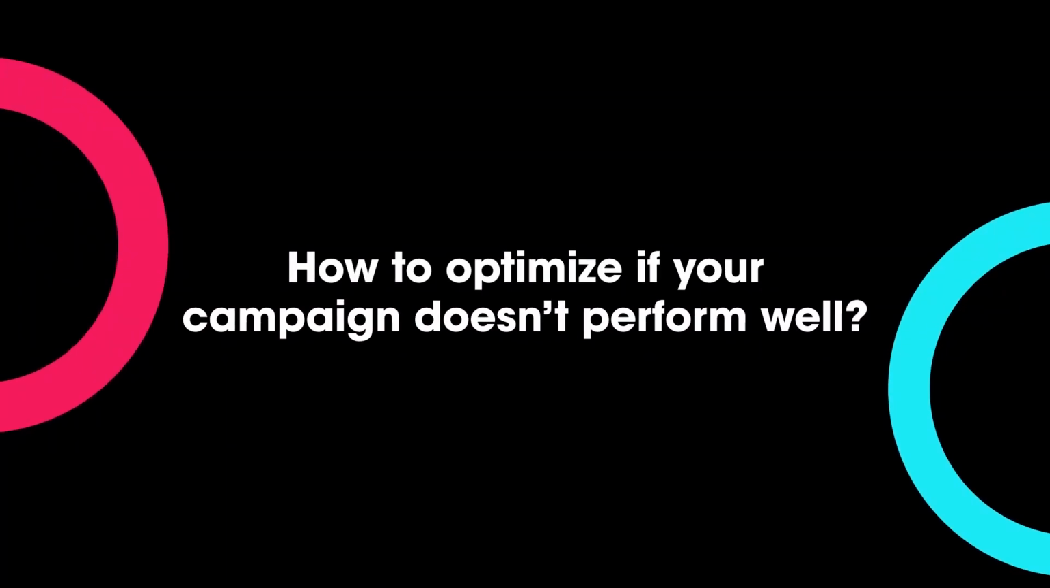So these are the 3 things you need to improve if your campaigns are performing well: audience, bidding and budget, and creative. And now you may wonder what you should do if your campaign doesn't perform well. Here are some things you can do.